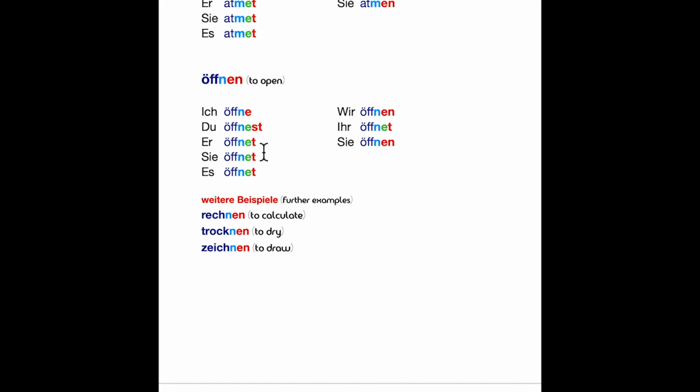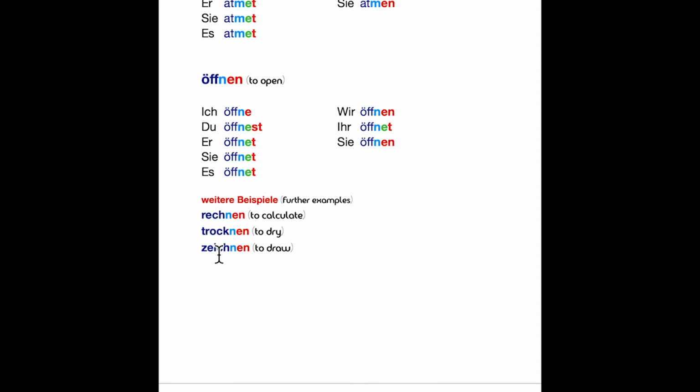Now, third person, er, sie, es. In all three cases, er öffnet, sie öffnet, es öffnet. We need little helper E after the word stem and our T. Now, we really love the plural, first person plural, no difference, wir öffnen. Second person plural, we again need our helper E after the word stem and then the T, and we say ihr öffnet. And the third person plural, no difference here, we just basically leave it in the basic form. We can say sie öffnen.